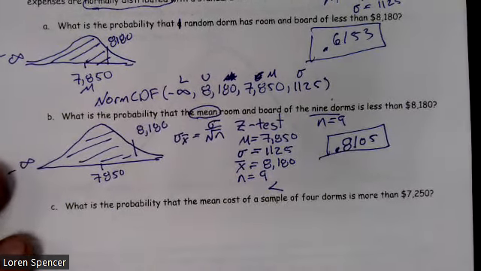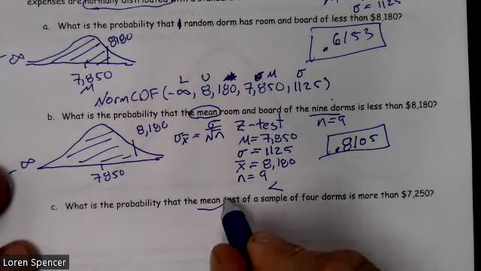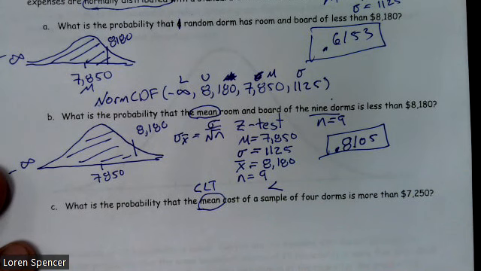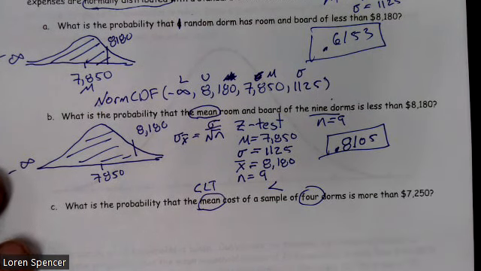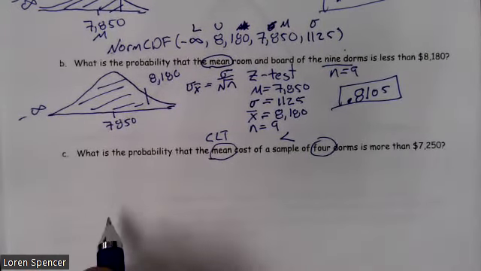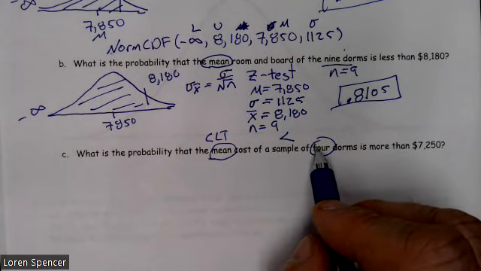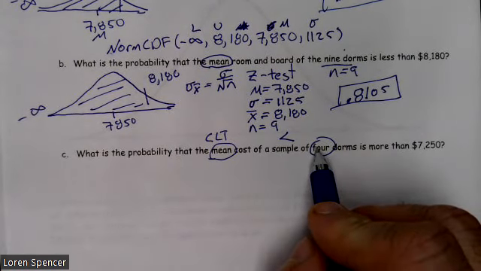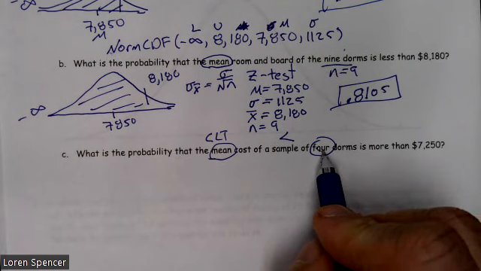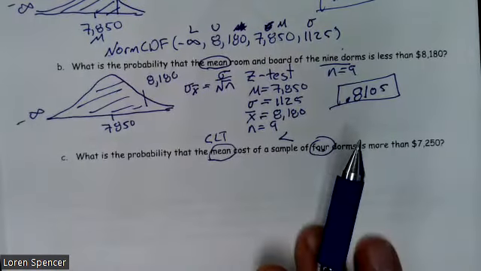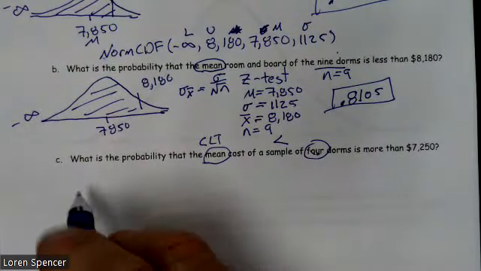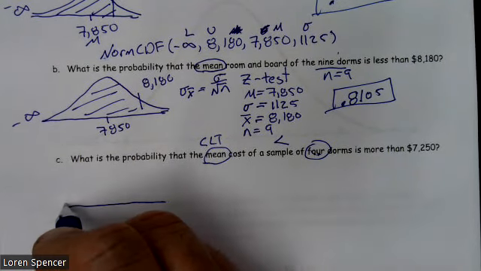All right. What's the probability of the mean cost? So once again, we're talking about the mean. So this is central limit theorem, standard deviation of the mean, sampling distribution of the means. But instead of using 9, we're going to have a sample size of 4. And they want to know the probability that it costs more than 7,250. So since we're working with the central limit theorem, we're going to go to the stat test, z-test, and we can go ahead and use 4 just like we could use 9 because up above they told us it was normally distributed. If it hadn't been normally distributed, we would have had to have a sample size of 30 or more.